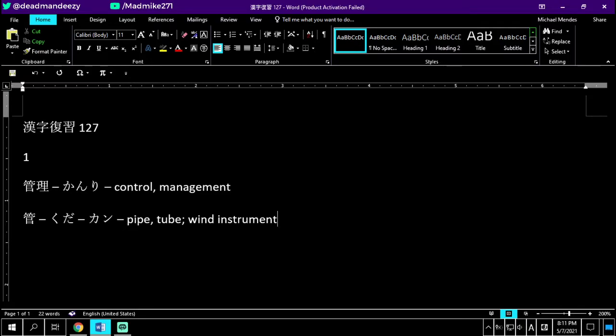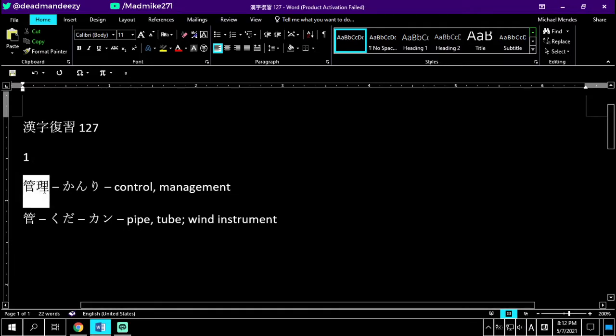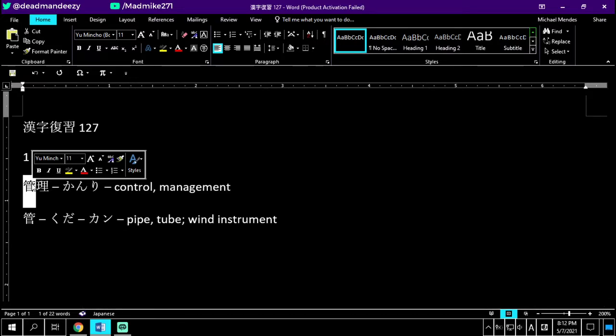Kuda or kan. Kanri no kan. Pipe, a tube, or a wind instrument. So together, a pipe's logic is control or management. Maybe you can think of it as a pipeline in a business. A pipeline management. Kanri. Kuda or kan is a pipe, tube, or wind instrument.